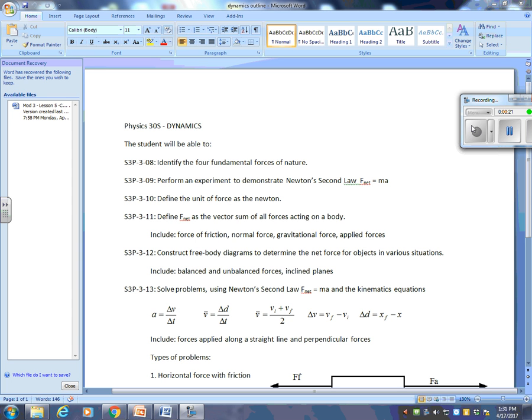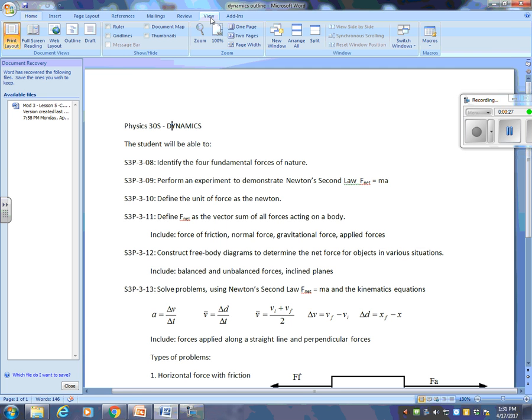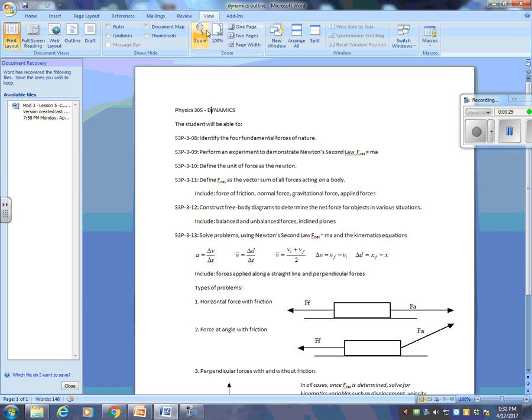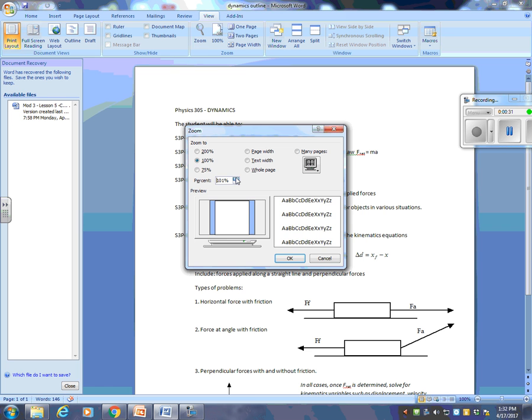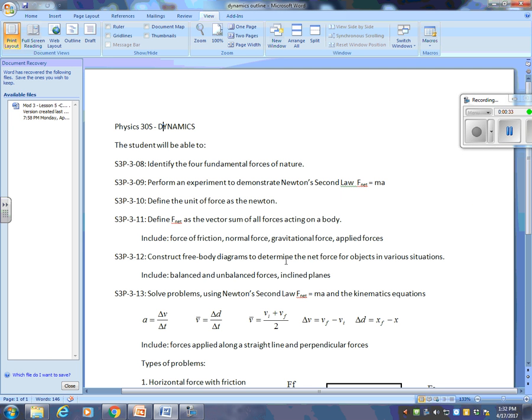Later today, you will identify the 4 fundamental forces of nature. That's simple. It's kind of straightforward. I'm just going to give them to you. Straightforward kind of notes. Let me just zoom in a bit here. Okay. Then, and not in this order, you will perform an experiment to demonstrate Newton's second law. That'll be a lab that you'll have to hand in.